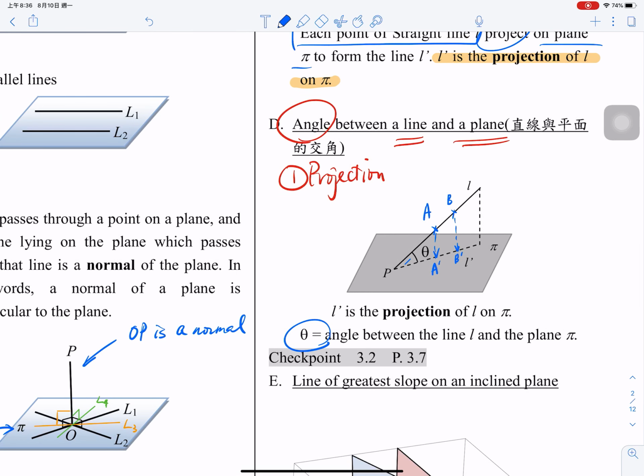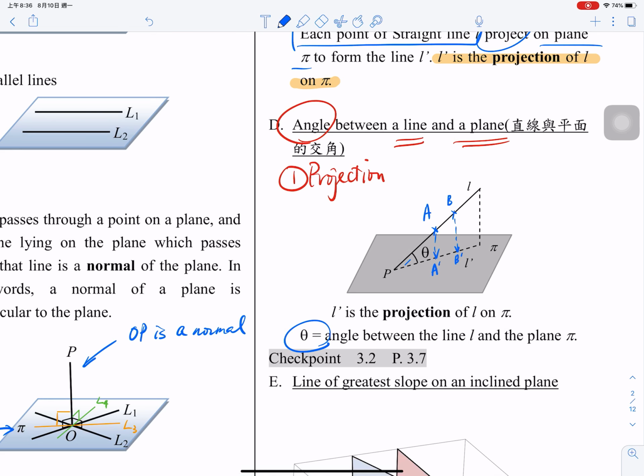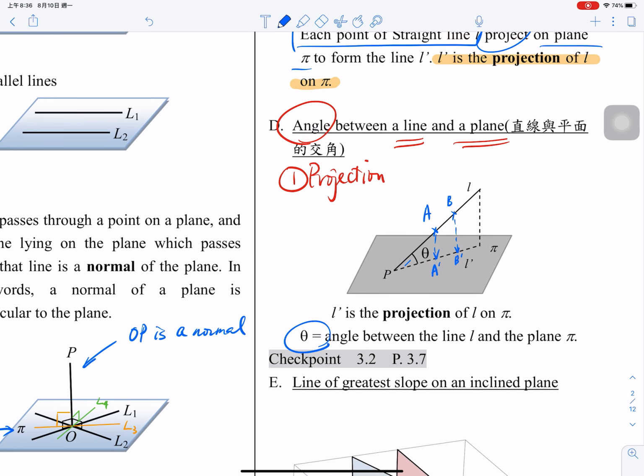Now we can have a look at checkpoint 3.2 on page 7. Later we will go on to have a look at a few more parts.